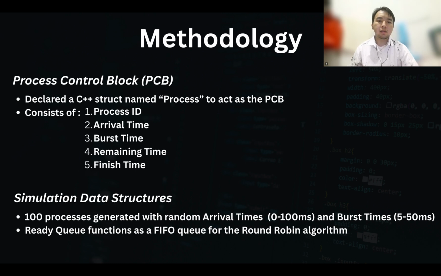A key feature of our methodology was the reset function. This allows us to reuse the same set of 100 processes for all three of our test cases, which are the 3 milliseconds, the 10 milliseconds, and the 25 milliseconds. This ensures that any changes in performance are strictly due to the quantum size and not a change in the workload. We also utilize a FIFO, first in, first out, ready queue to manage the order of execution for the round robin algorithm.